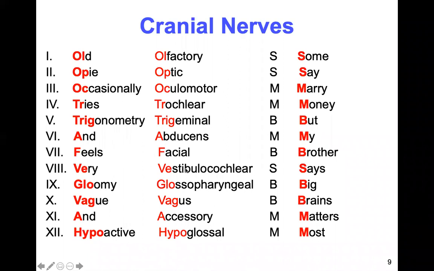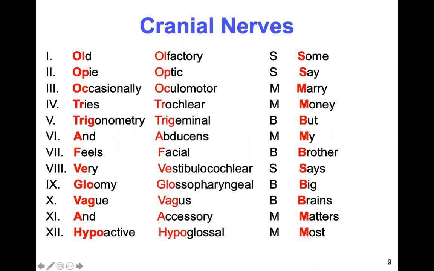Cranial nerve 8, vestibulocochlear nerve. When you look at this, it's vestibular and cochlear. When we look at the ear, I will show you the vestibule and I'll show you the cochlear. The cochlear deals with the hearing. The vestibular portion deals with your sense of balance.